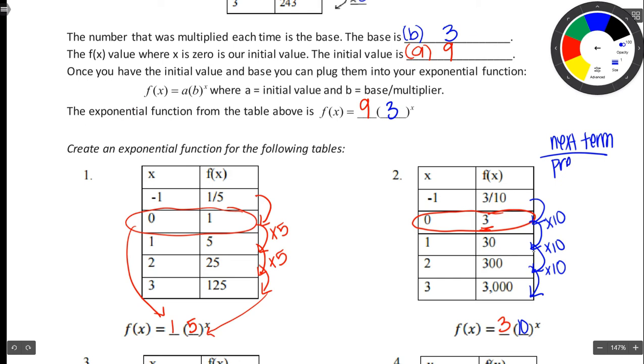And it has to be the previous term, not 2 before, 3 before term. So in this case, if we do, let's say, 300 divided by our previous term of 30, that will give you 10. Okay? And if you did 30 divided by 3, that will also give you 10. You see the same thing here.